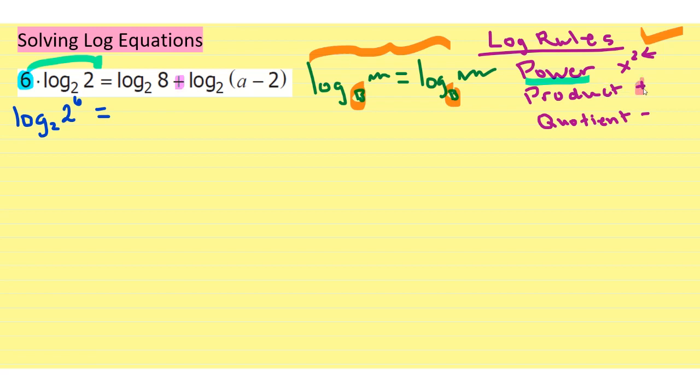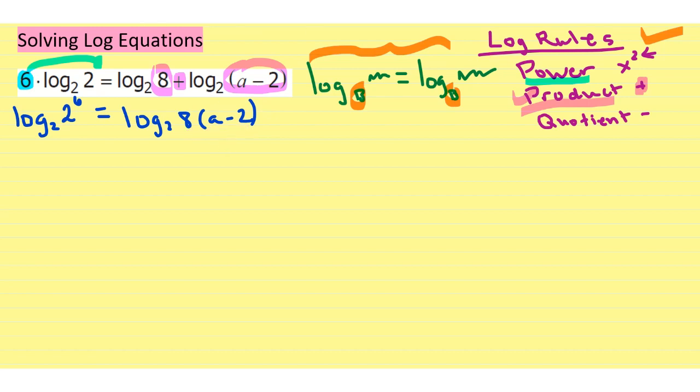Over here we now have a plus sign. The plus sign, the sum, has to do with products. When we have 2 logs to the same base that are being added, the product rule says that I can rewrite it as a product. So I can change that to log base 2 of 8 times a minus 2. Because of this plus sign, we can take this number and this expression and multiply them. That's what the product rule allows us to do.